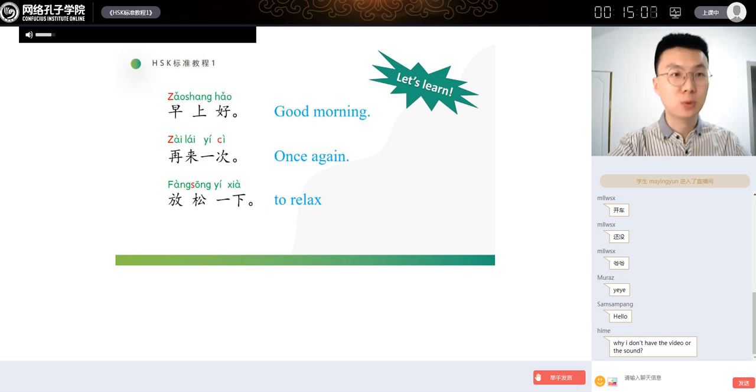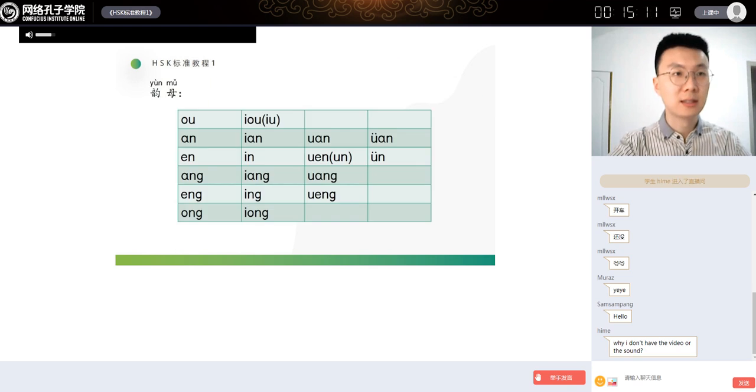Okay, these are 声母 we learned in last class. Let's look at this. They are 韵母 we learned. We also learned some 韵母 in last class. Please read it following the recording.